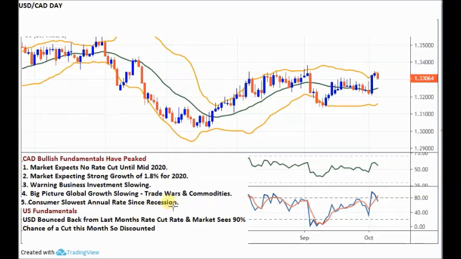So the risks are for the Bank of Canada to cut earlier than the market expects and the economy not to do as well as the market expects. So it's not getting better in our view. Now, obviously, two sides to any currency. US fundamentals, a lot of talk about the US dollar really going down hard. But if you look at it, the USD bounced back from last month's interest rate cut. And the market sees a 90% chance of a rate cut this month as well. So that's already discounted.